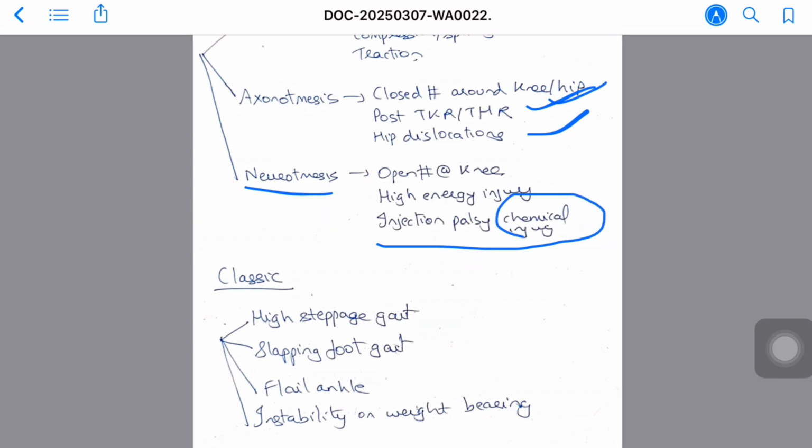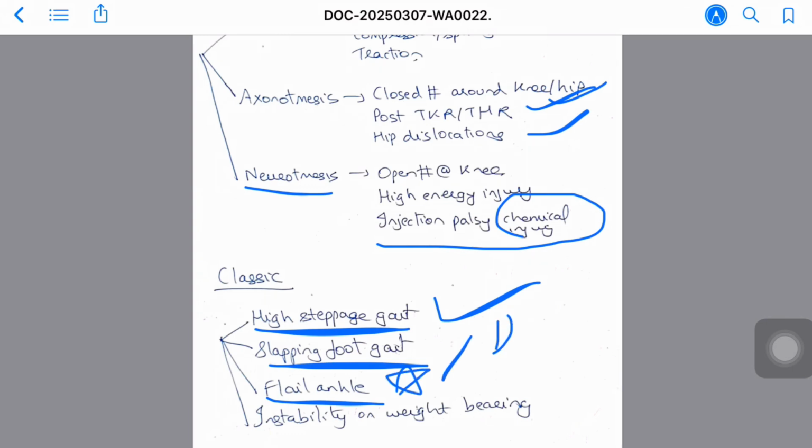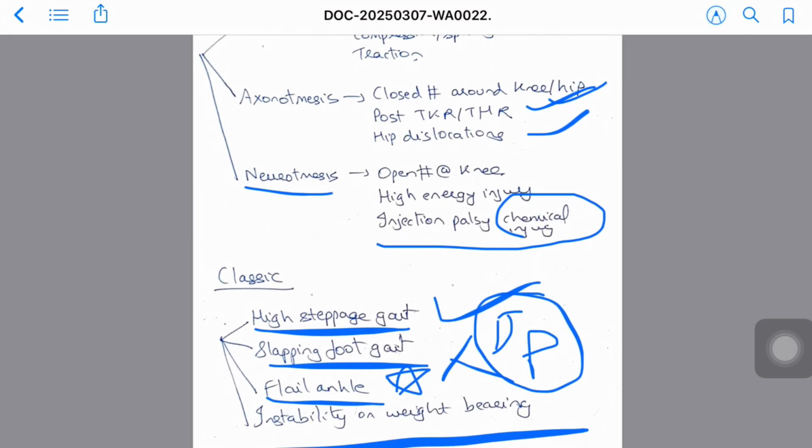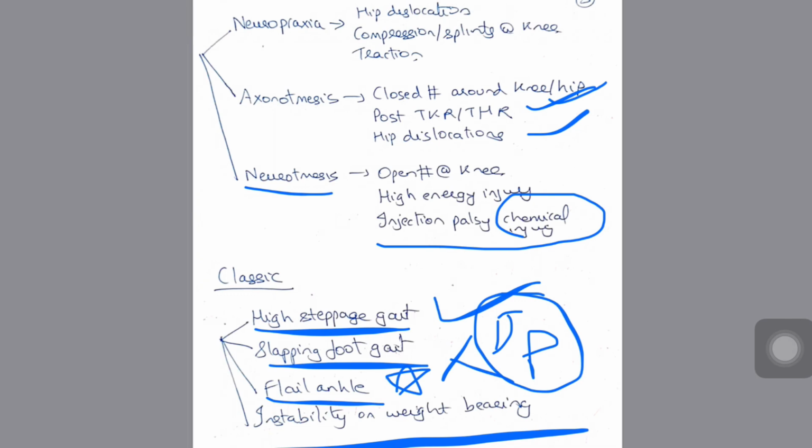Okay. Some of the classic findings in observation of foot drop are high steppage gait, slapping foot gait, flail ankle. What is flail ankle? That is both dorsiflexion and plantar flexion are lost. That is what we call a flail ankle. And instability on weight bearing. Okay, so these were the basic theoretical concepts of foot drop which you must know before seeing a case of foot drop and deciding the site of injury.